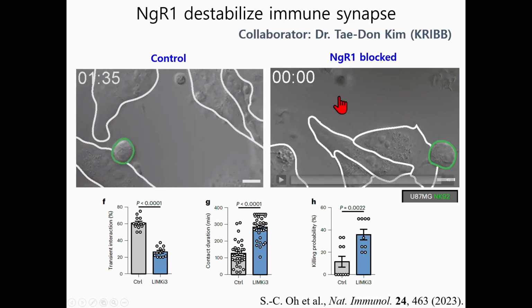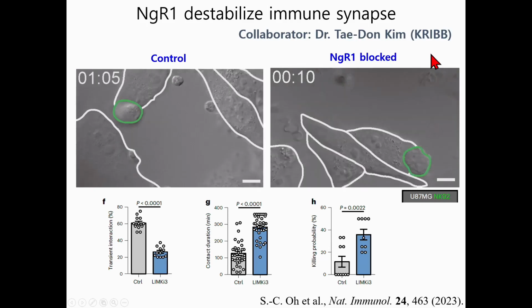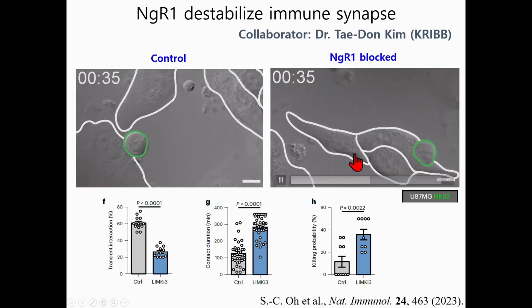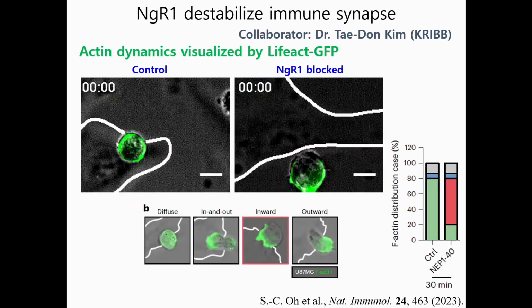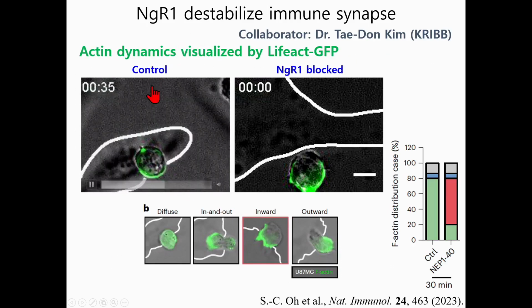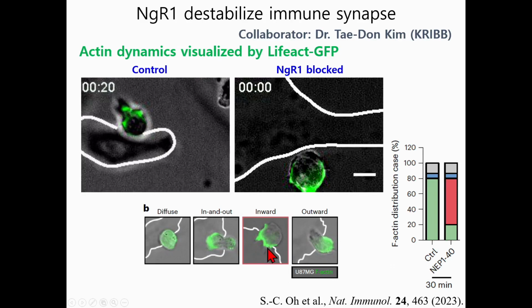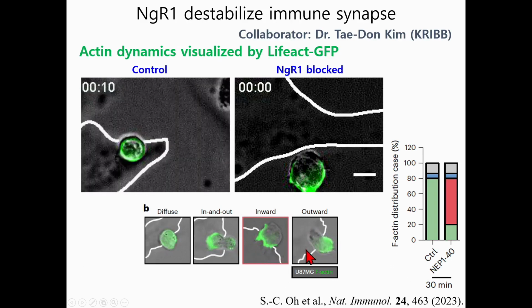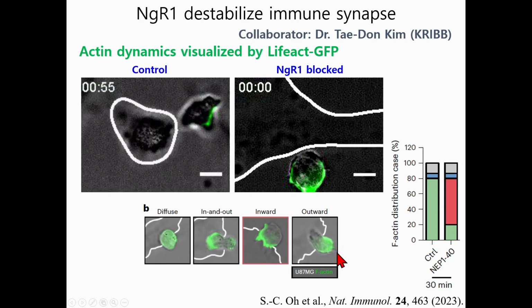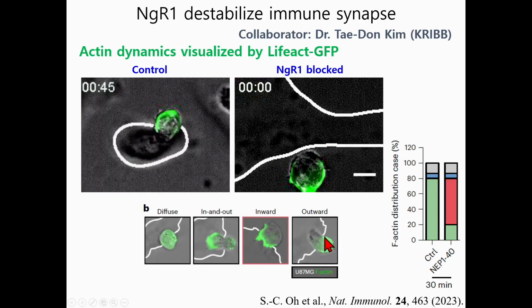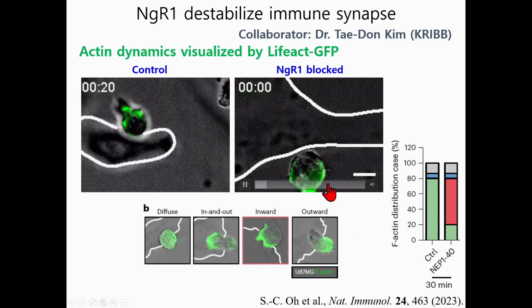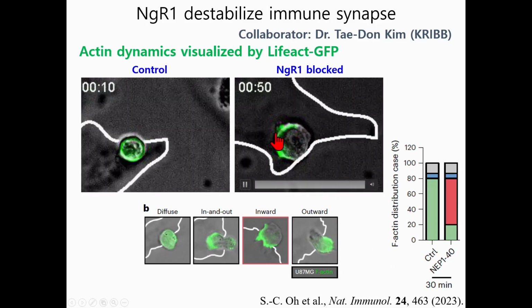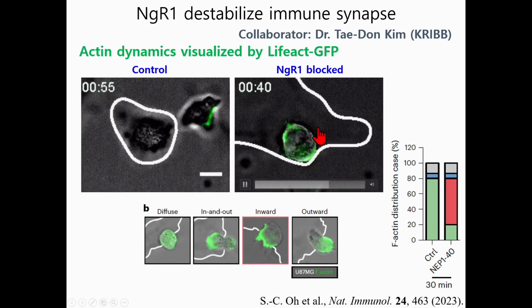But when we block NOGO receptor 1 using the peptide, they can make a very stable interaction and ultimately kill the tumor cells. And we looked at the actin dynamics, and again, in the absence of NOGO receptor 1 blocking, they made transient interactions, and even though they are contacting the cancer cells, they generate actin protrusion outward from the synapse direction to detach from it. But when we block it, we can see stable polarization of F-actin toward the tumor cells.